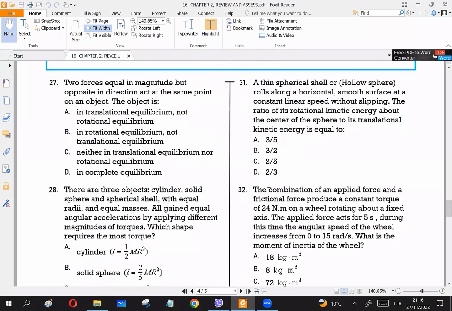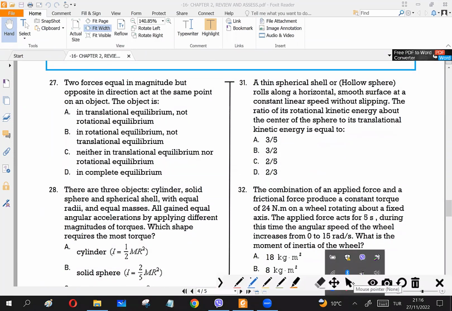A thin spherical shell, which is called a hollow sphere, rolls along a horizontal smooth surface at a constant linear speed without slipping. The ratio of the rotational kinetic energy about the center to the translational kinetic energy. In fact, the previous one and this one are the same. We will do the same method. We know kinetic energy rotational divided by kinetic energy total, just one hack I am going to use for all problems. Then I will use a little mathematics.